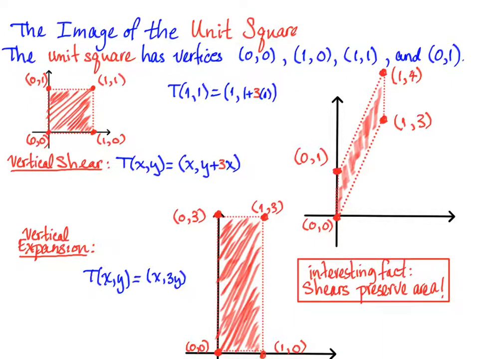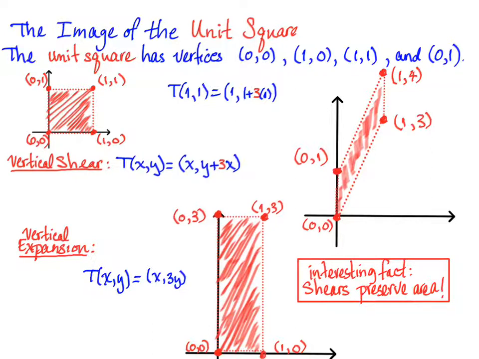but expansions do not. So you can tell by looking at it that the image under the vertical expansion has area a lot bigger than 1. So the original unit square had area 1 times 1, which was 1. But the image of the unit square under the vertical expansion has area 1 times 3, or 3. So the area of the image under the expansion is 3 times the original area.